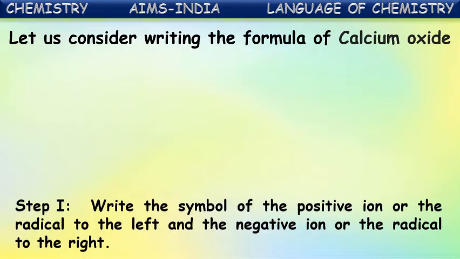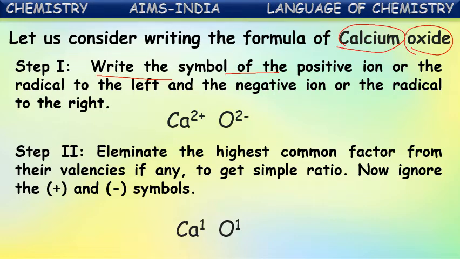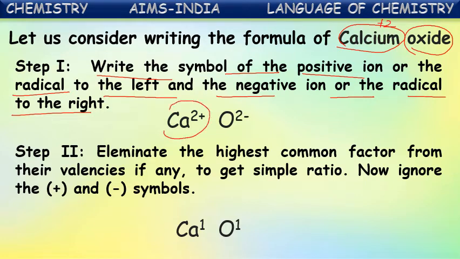Let us consider writing the formula of calcium oxide. First, write the symbols of calcium oxide. First write the symbol of the positive ion or radical to the left and the negative ion or radical to the right. Calcium means positive ion, oxide means negative ion. Calcium charge is plus 2, so I'll write calcium ion plus 2.